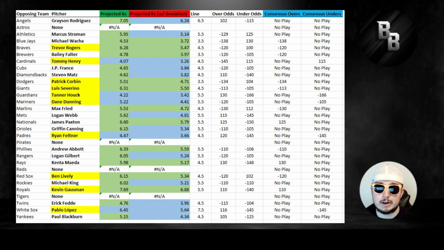And then our 10th and final play for today is Pablo Lopez taking on the White Sox. His line is set at 7.5, and I'm projected at 5.64. So we'll take the under at minus 145. My top three plays for today are Ryan Feltner under 4.5, Kevin Gausman over 5.5, and Pablo Lopez under 7.5.